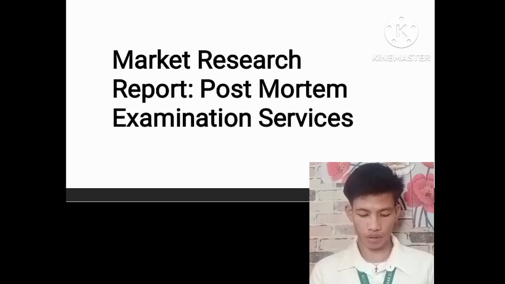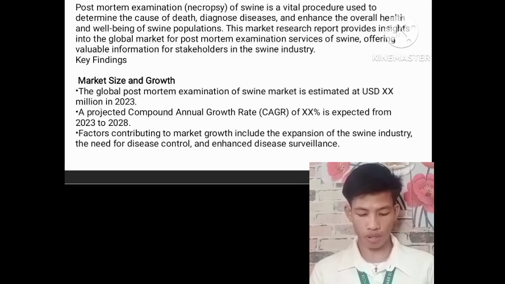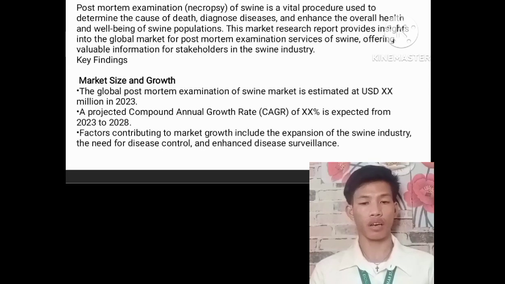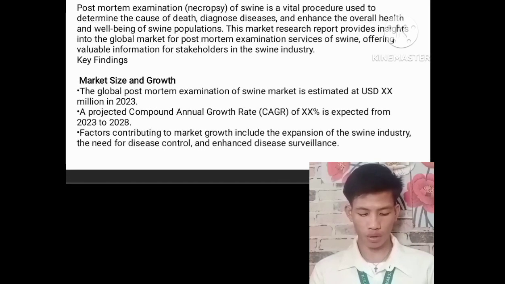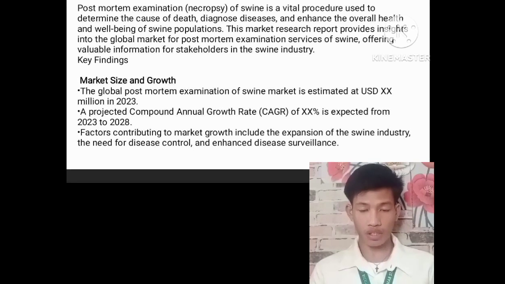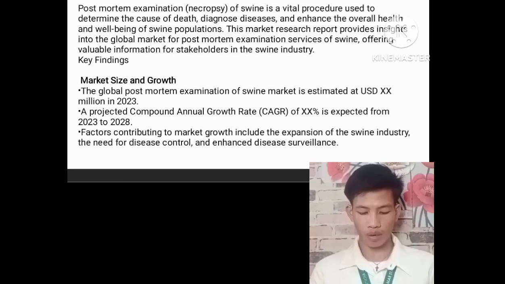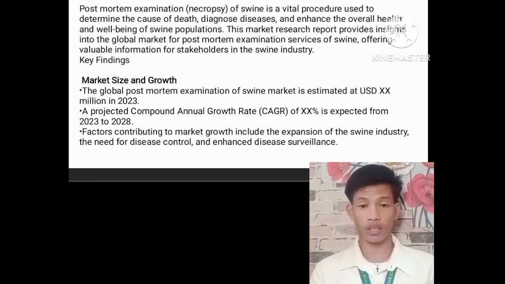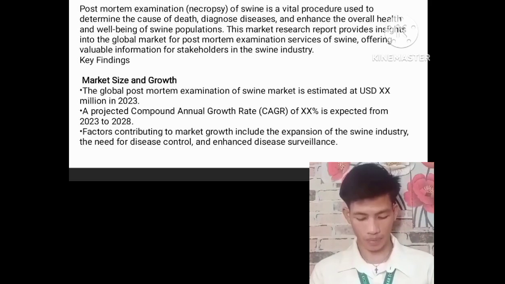Market research report about post-mortem examination services. Post-mortem examination, or the necropsy of swine, is a vital, important procedure used to determine the cause of death of the animal, diagnose diseases, and enhance the overall health and well-being of swine populations. This market research report provides insight into the global markets for post-mortem examination services of swine, offering valuable information for stakeholders in the swine industry.